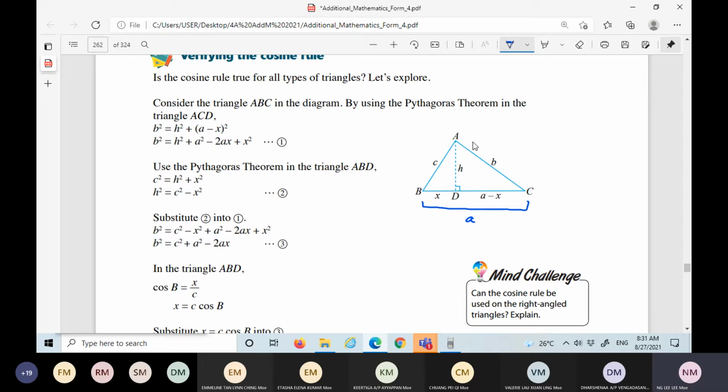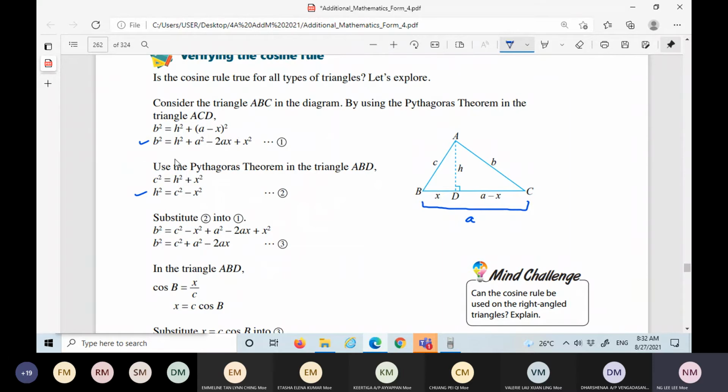Now, for this triangle, use the Pythagoras theorem to relate B, H, and A minus X. Then for the other side, ABD, same thing: use the Pythagoras theorem to relate H, C, and X. So this is the relation. This one you get, and this one you get. After that, we don't want the H. Definitely this H will not help at the end. We are only actually interested in A, B, and C. This H and the X, at the end we don't want to see.